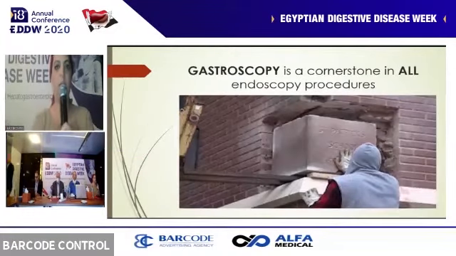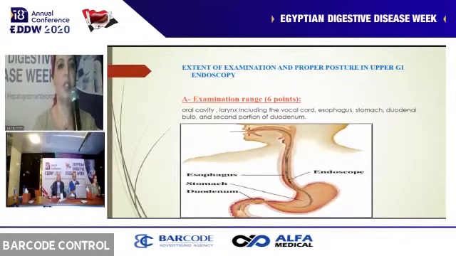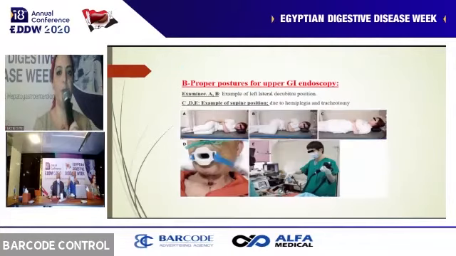Gastroscopy is considered the cornerstone of all endoscopic procedures. The examination starts with six points: it starts from the oral cavity, larynx, including the vocal cords, esophagus, stomach, duodenal bulb, and the second part of the duodenum. This is the proper posture of the upper endoscopy.